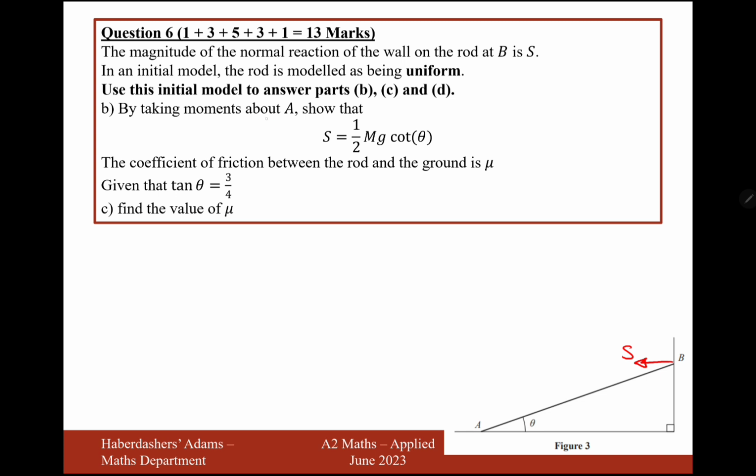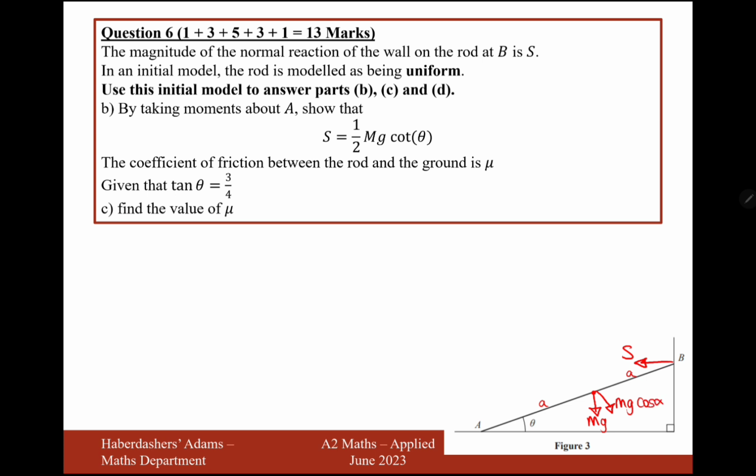By taking moments about A, show that S is equal to half mg cot theta. Okay, well let's first of all add some detail to the diagram. We know that its mass is m, and we've got an angle alpha. We also know the distance is 2a for the whole ladder, so it's divided into a and a. We need to resolve the component of the mg force, that's mg cos alpha.